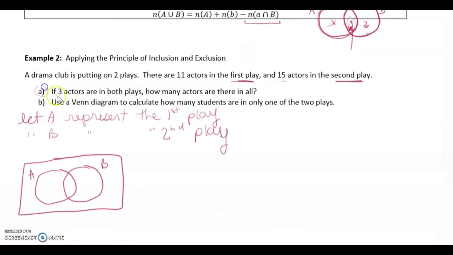Part A says if 3 actors are in both plays, how many actors are there in all? So 3 actors are in both plays. For the first play, it's going to be 11 minus 3, which is 8. And then the number in B is going to equal all 15 actors minus the 3. So we're going to get 12 in the second play.